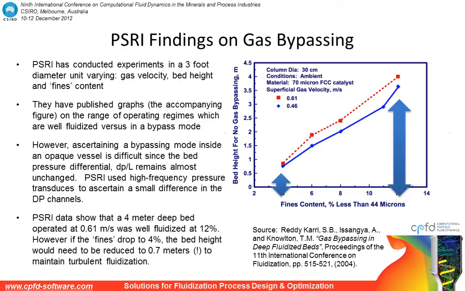PSRI data also show the dramatic impact of particle size distribution on fluidization behavior. A 4-meter deep bed operated at 0.6 meters per second was well fluidized at 12% fines. However, if you drop the fines to 4%, the bed height would need to be reduced to only 0.7 meters to remain within that same turbulent fluidization regime.